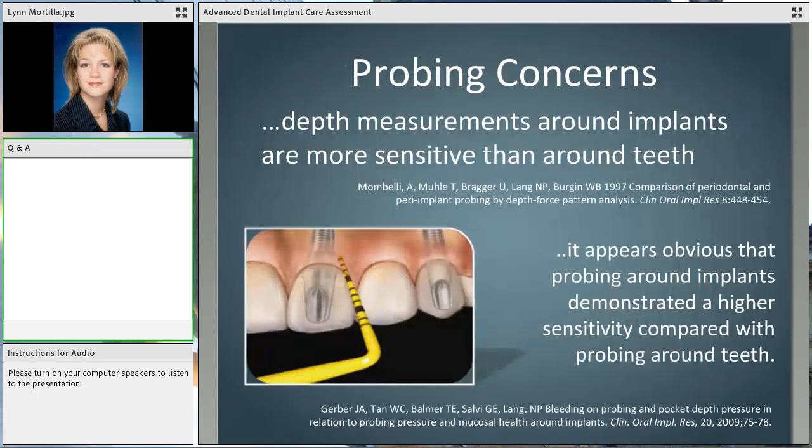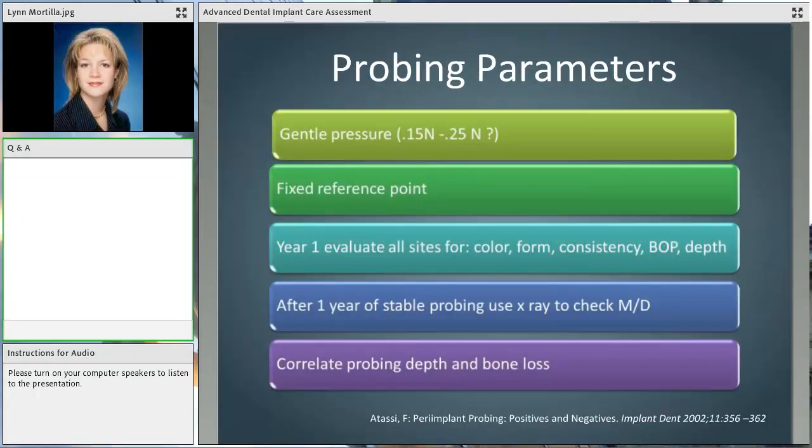And we also know that the research by Gerber absolutely shows that rounded resin probes are much more comfortable for patients during the implant probing technique, because patients can be more sensitive in the implant area. So that's real important to look at.